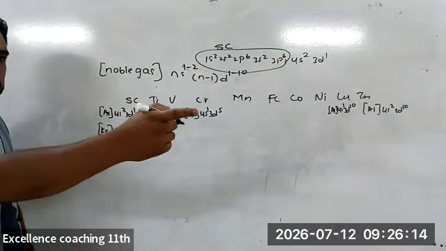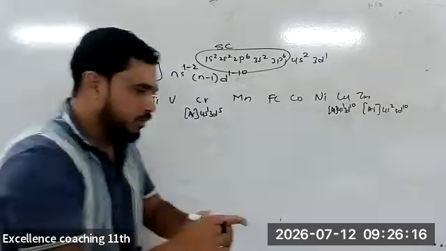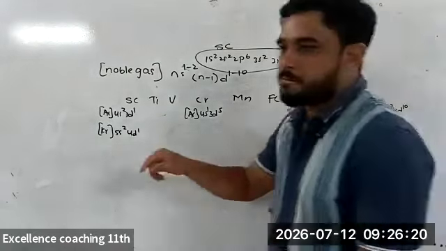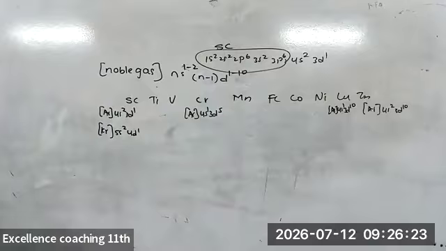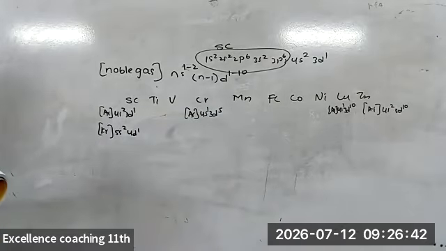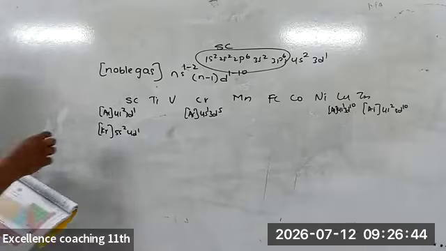Okay, so I will tell you the atomic number. After this, just check on the periodic table. After scandium, just check. Yttrium will come, after titanium, zirconium. It will be the atomic number 39. Atomic number 39.